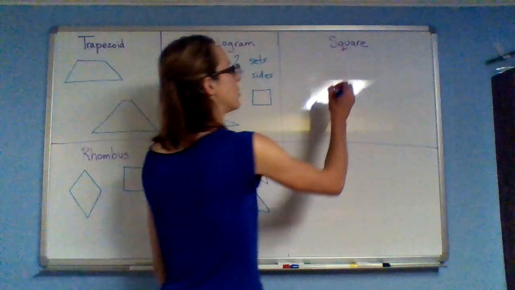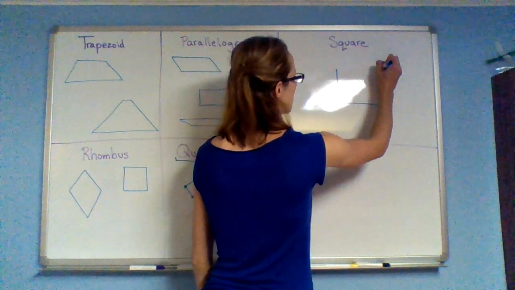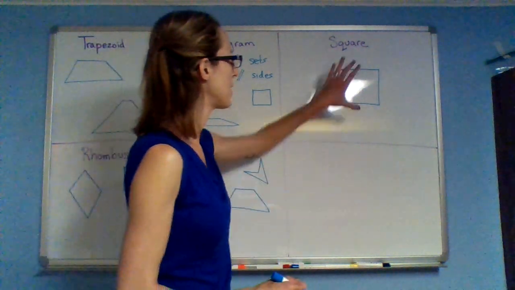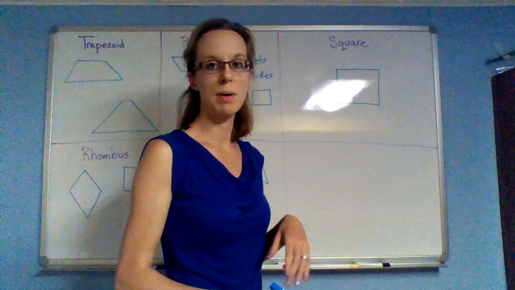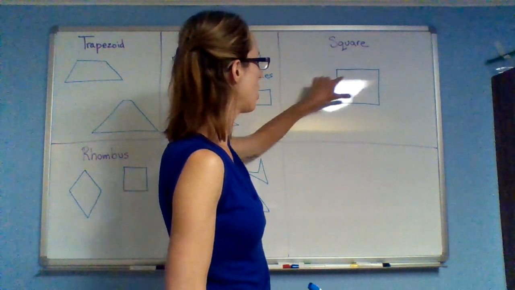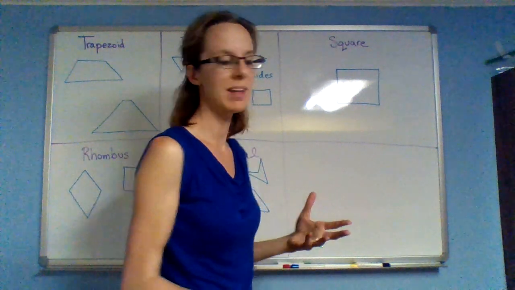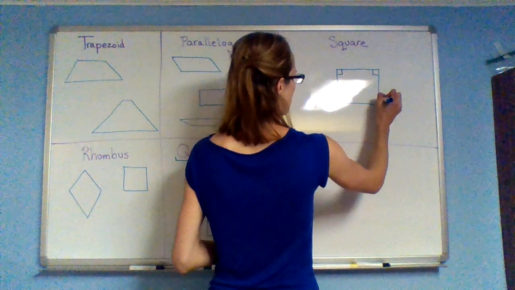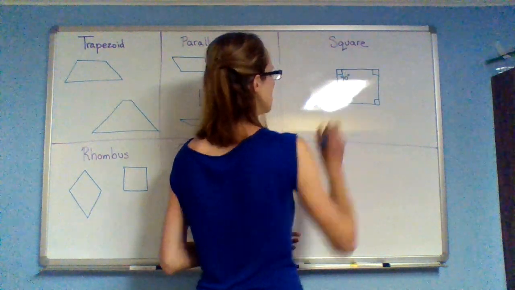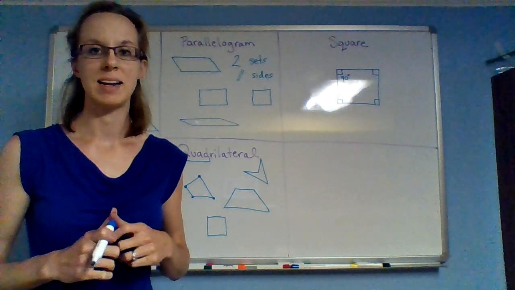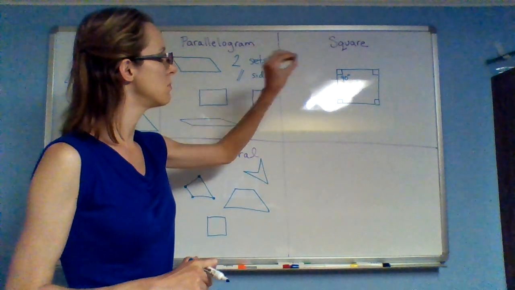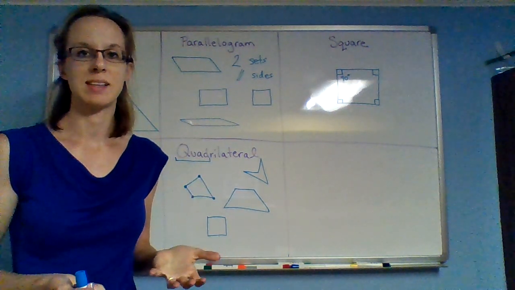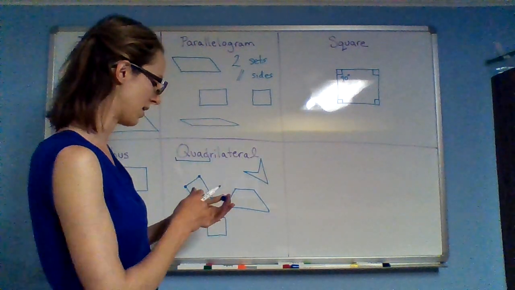A square is the most specific of our quadrilaterals. It has the most rules that it has to follow. In a square, we have two sets of sides that are parallel. We have all four sides being the same length, and we have all four angles being right angles. And if you remember from our triangle conversation, a right angle means 90 degrees. So a square is the most specific type of quadrilateral we can talk about. It has the most rules it has to follow before we can call it a square.